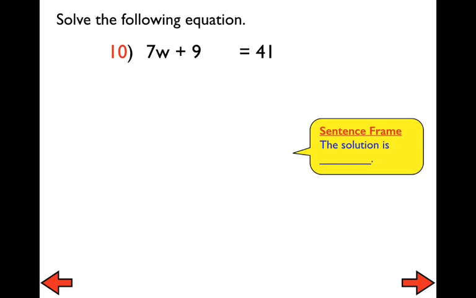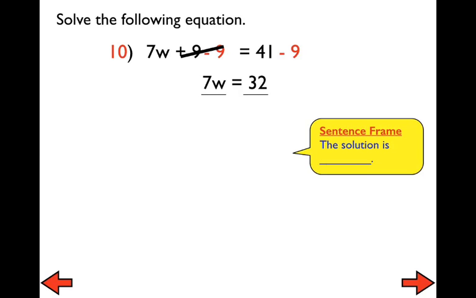The inverse operation to adding 9, remember we always need to deal with the adding or subtracting part first if that is within the problem, is subtracting 9. Once again, we're trying to make 0 right there. And so on the left-hand side we have 7w, on the right-hand side we have 32, because 41 minus 9, or 41 plus negative 9, is 32.